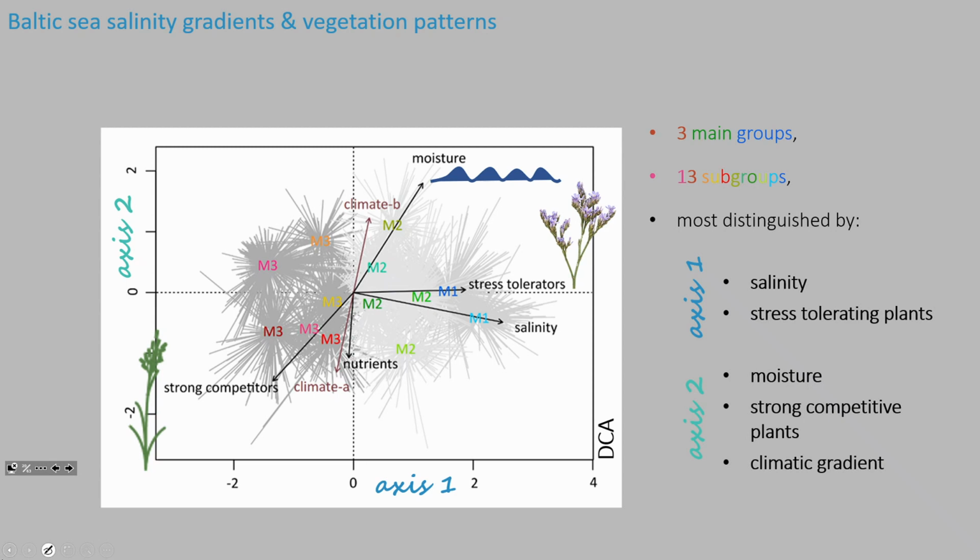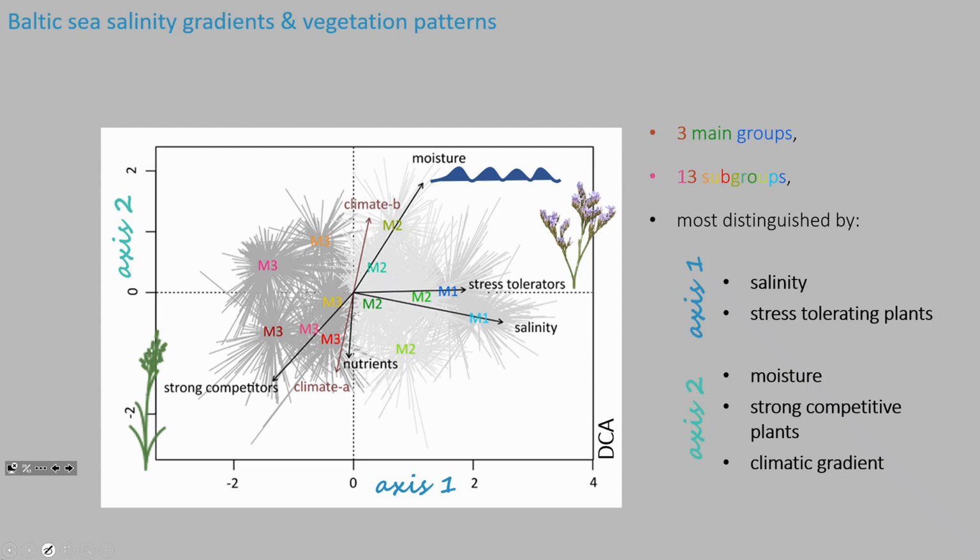And of course, where we have high salinity values, we also have a high amount of stress strategists, which in this case are halophytes, so well-adapted species. And on the second axis, we have moisture. And I can say that from many of those studies, those graphs always look the same. They always show us those two main driving factors.